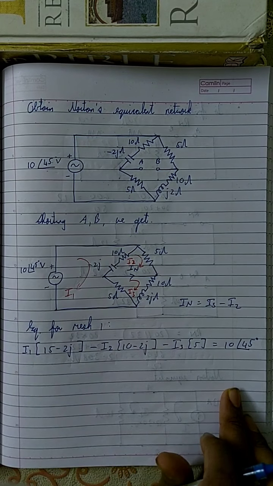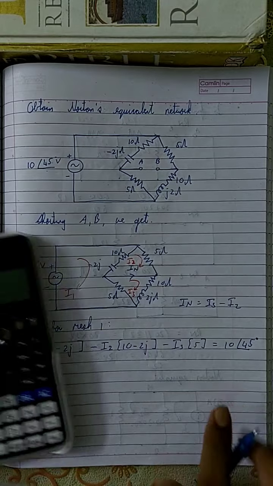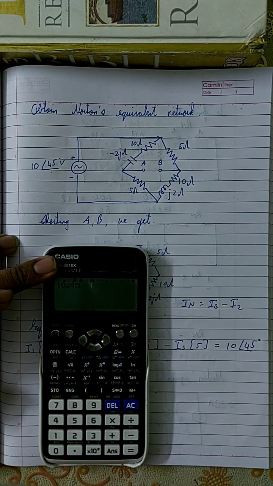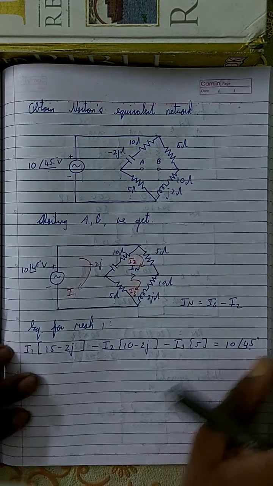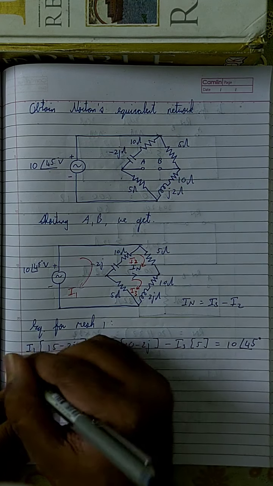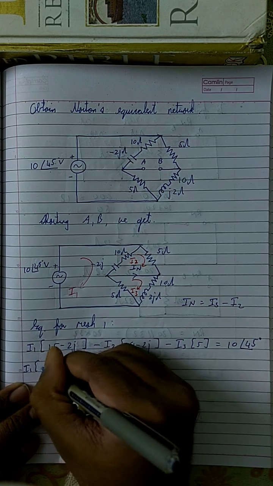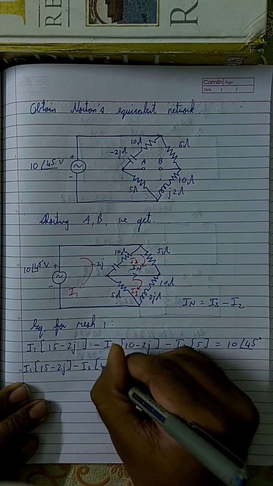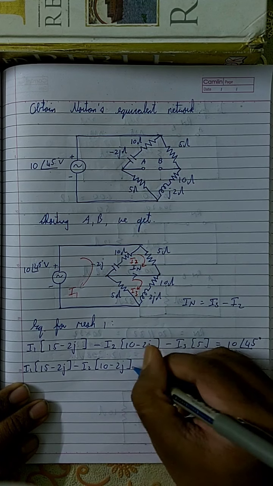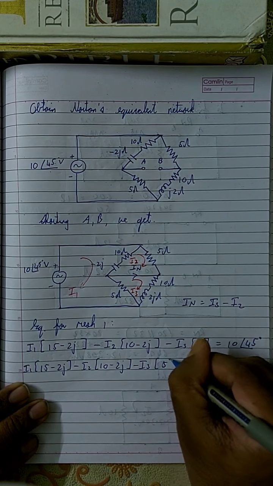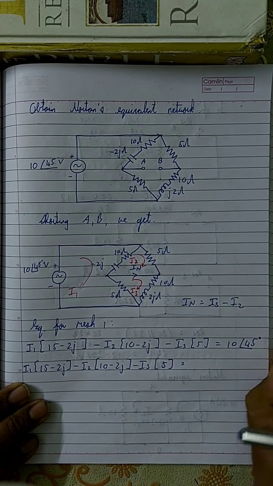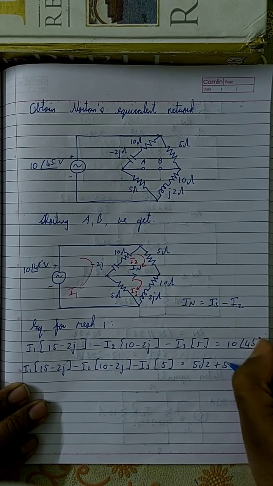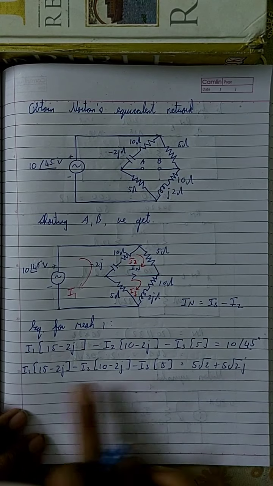Okay, this is the equation for mesh 1. Let me see what is 10 angle 45 degree. 10 angle 45 degree is equal to 5 root 2 plus 5 root 2j. So I am going to rewrite this equation. So I can say that this is I1 into 15 minus 2j minus I2 into 10 minus 2j minus I3 into 5 is equal to 5 root 2 plus 5 root 2j. Okay, so this is the first equation.